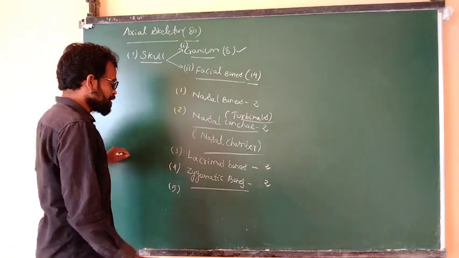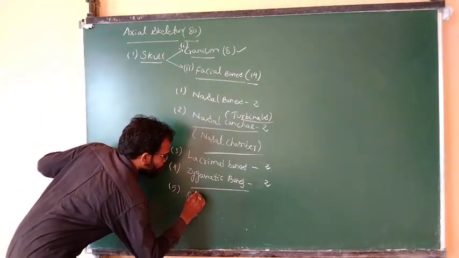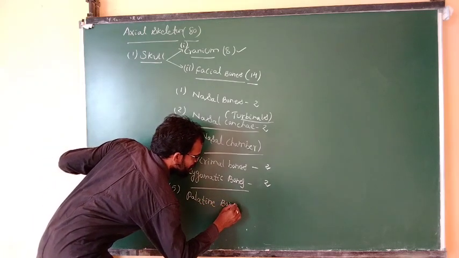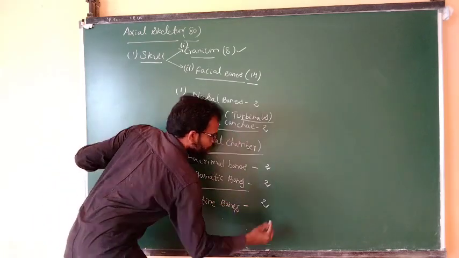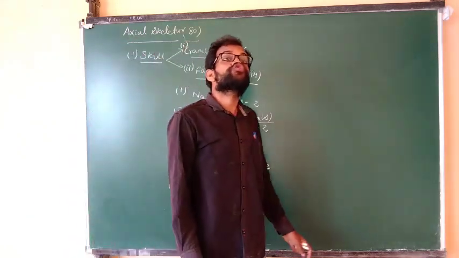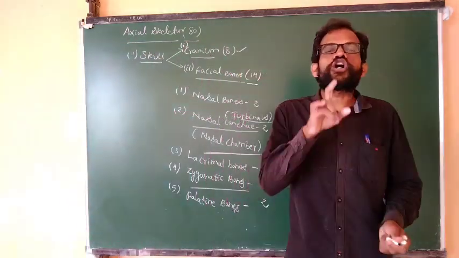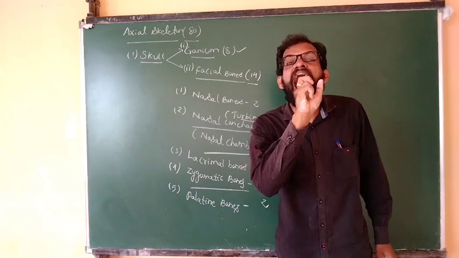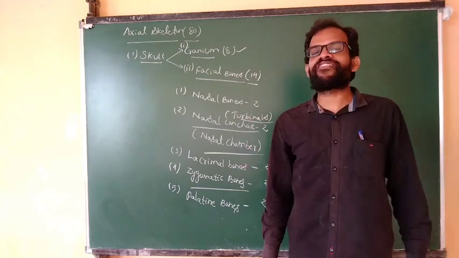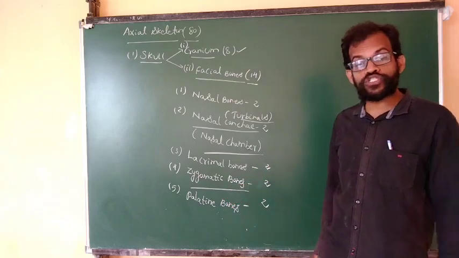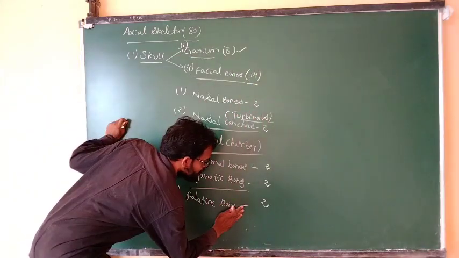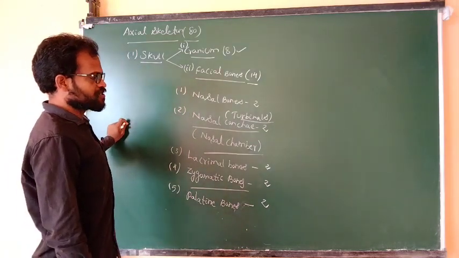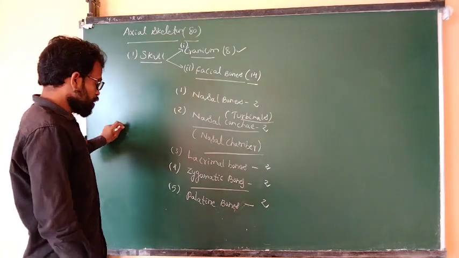After the zygomatic bones, palatine bones. How many palatine bones are present? Two bones. Palatine means the roof of the buccal cavity. The roof of the buccal cavity consists of palatine bones. How many palatine bones are present? Two bones are the palatine bones.